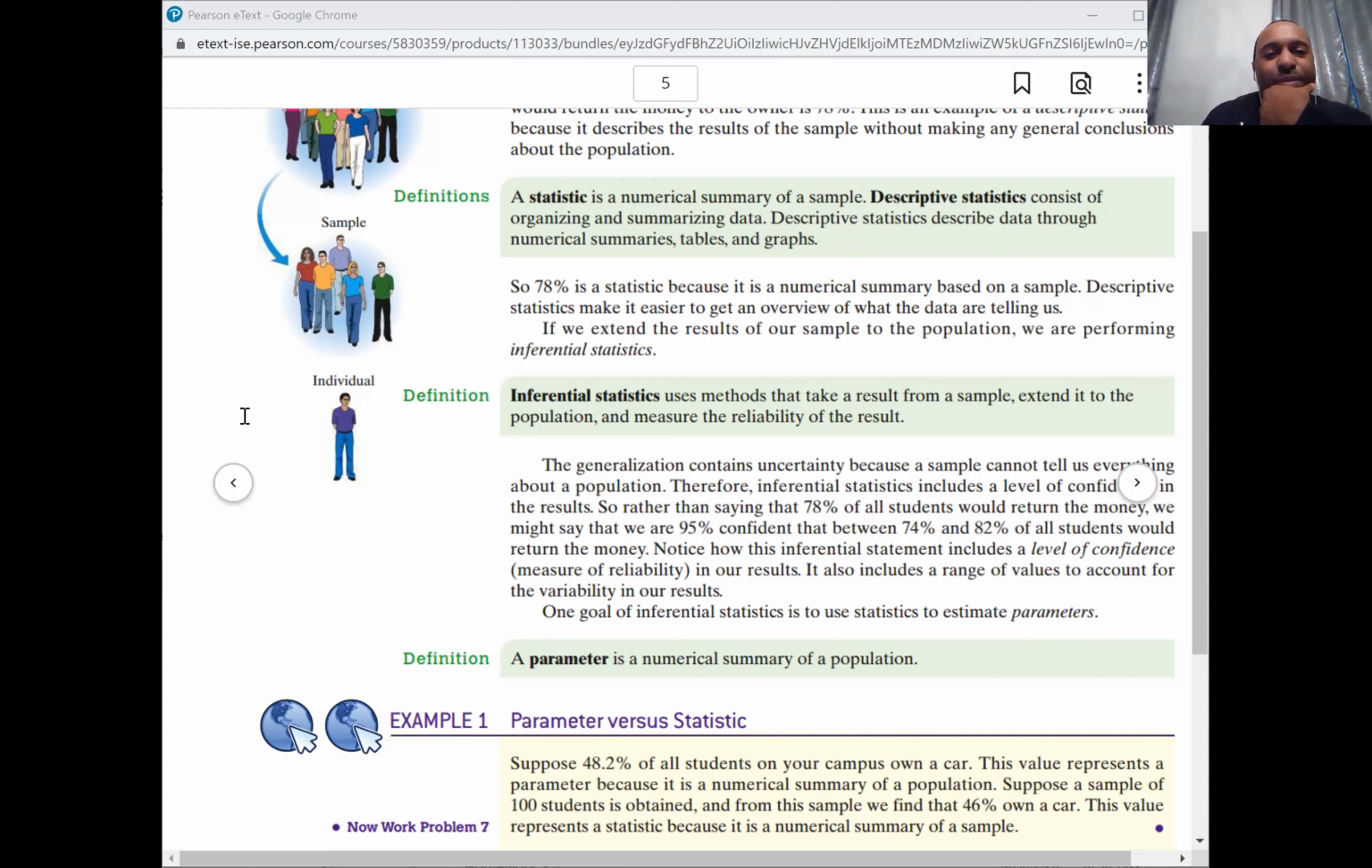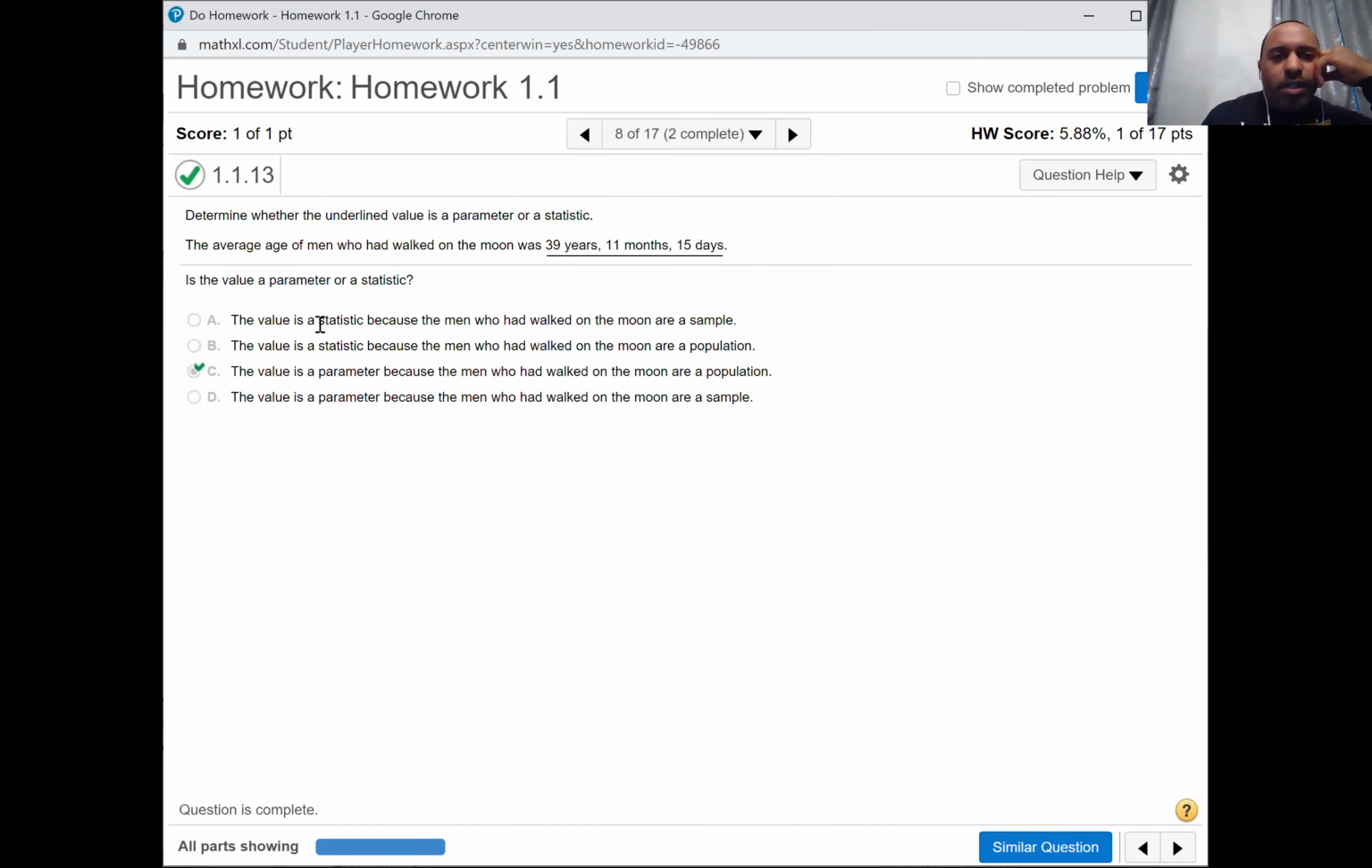So the average age of a man who had walked on the moon was 39. The value of the parameter because the men had walked on the moon. And to me, that one made sense. Okay, hold up. So going back to number 8, it said the average age of men who had walked on the moon was 39 years, 11 months, 15 days. And that one made sense. The value is a parameter because the men who had walked on the moon are a population. So that one, I got right with no problem.